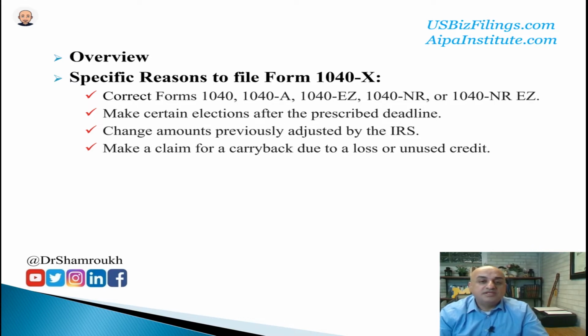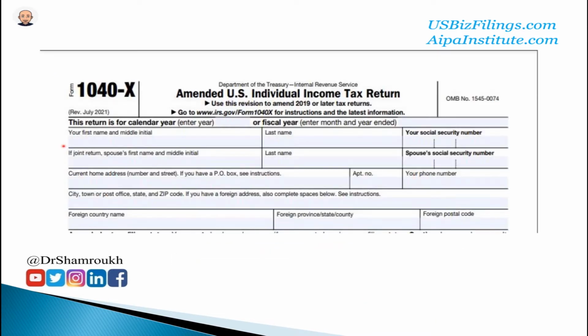The other reason is to make a claim for a carryback due to a loss or unused credit. However, if this situation exists, there is another way to make this claim, by filing Form 1045, which is the application for tentative refund, instead of Form 1040X. Now, let me show you in the next slide what Form 1040X looks like and how to fill it out. Form 1040X comes in 2 pages.